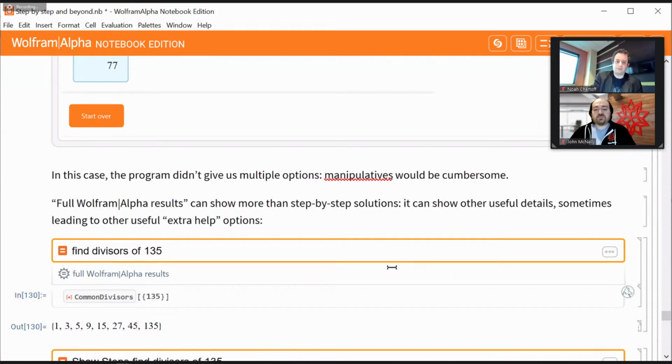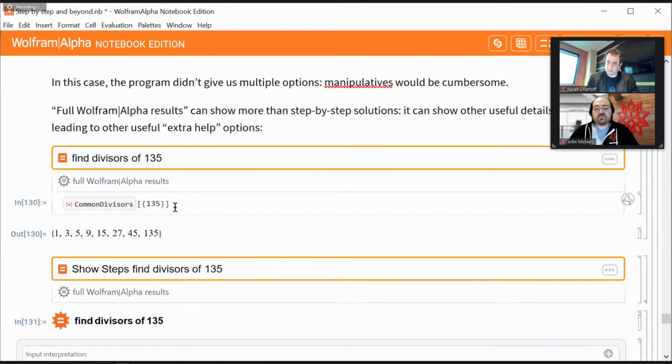or clicking full Wolfram Alpha results can be a nice way to do that. But it's worth noting that full Wolfram Alpha results is not just for step-by-step, even in this program that I'm working on now. Let's consider this problem. Find divisors of 135.